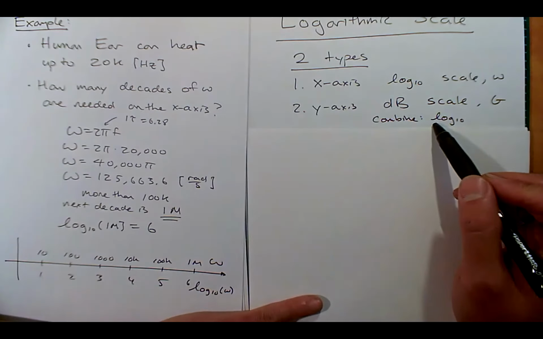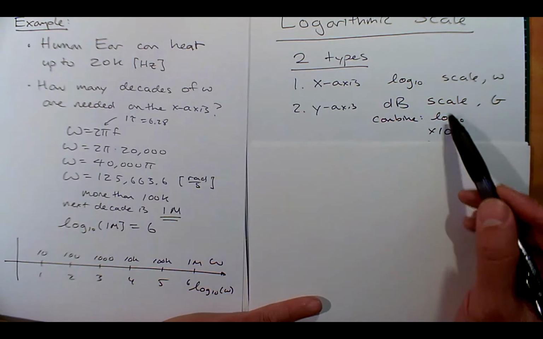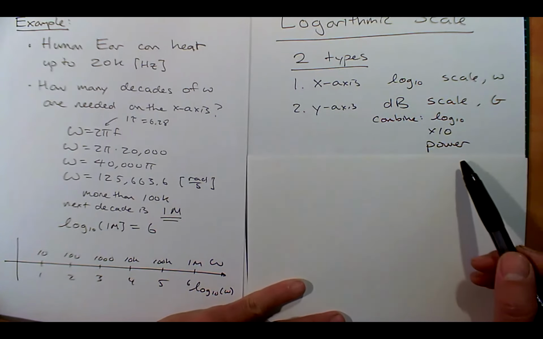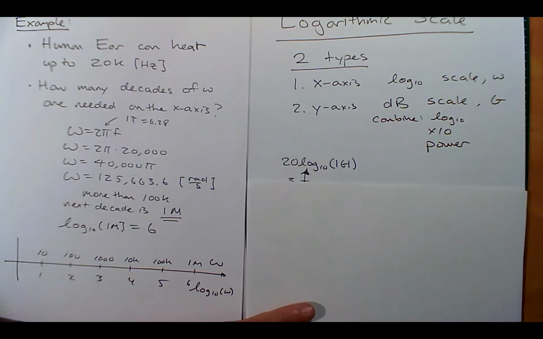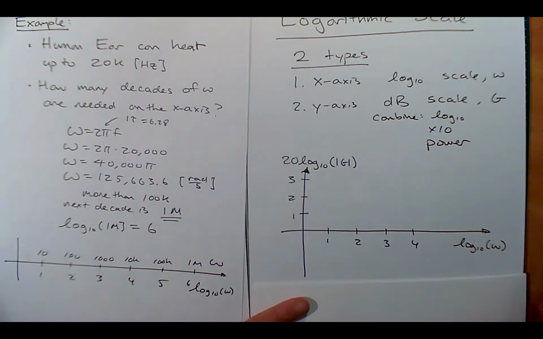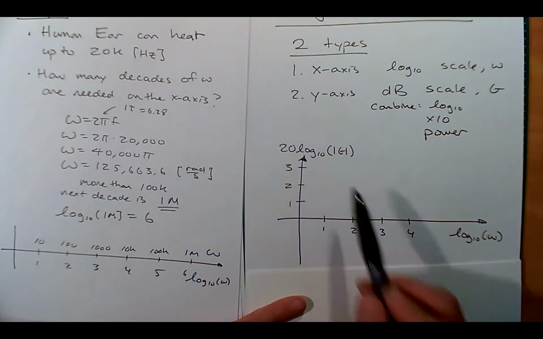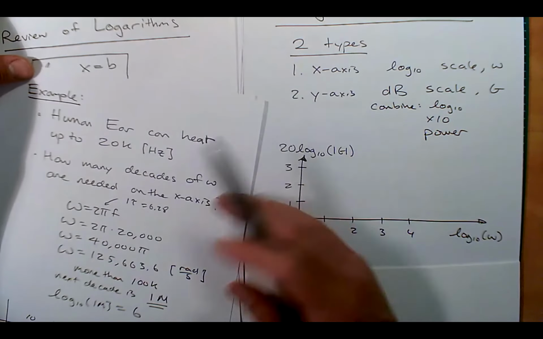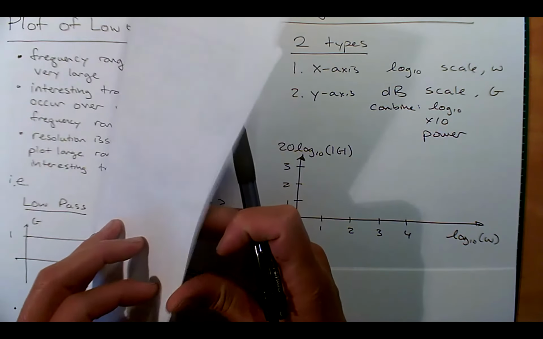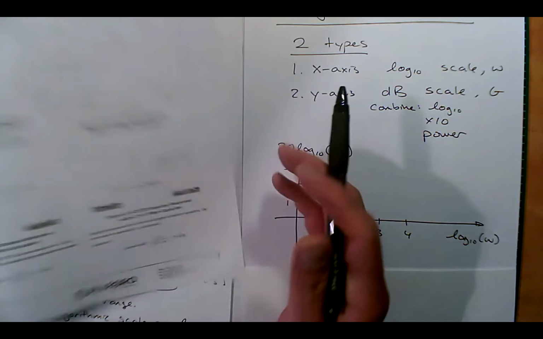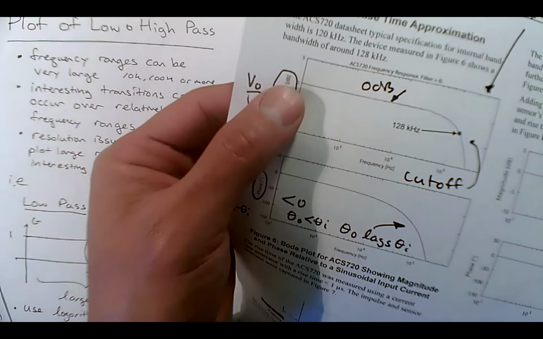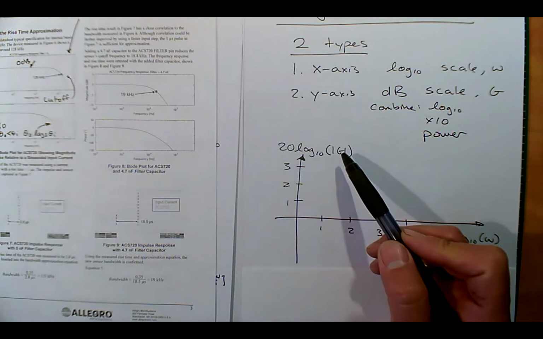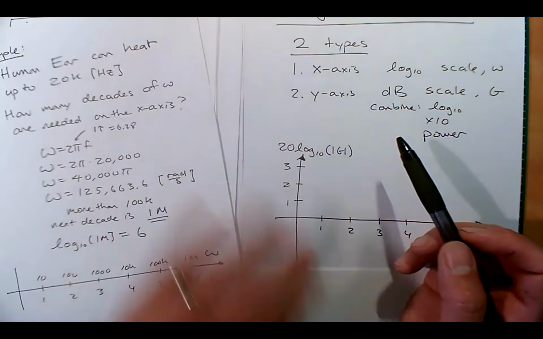Okay, so what we're going to do for a dB scale is we're going to combine log base 10, a factor of 10, and power. Oh, interesting. It's really not that bad. So what you might see is something like this: 20 log base 10 of G, and then you say log base 10 of omega. That's exactly what we had on this plot, in fact, right? It does say dB in units right there. It is using 20 log base 10 of G. Okay, interesting. So let's keep going.